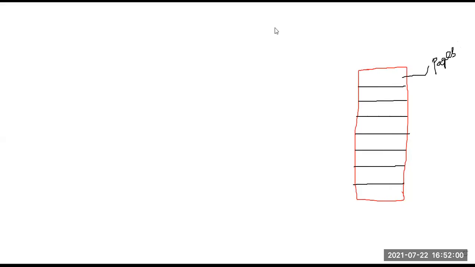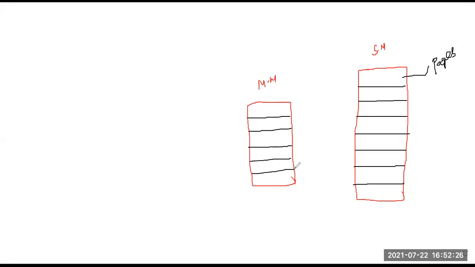Similarly, I have a primary memory whose size is less compared to the secondary memory. This is my secondary memory. This is my main memory. But the block size will be the same, and the number of partitions will be the same. And these blocks here are called frames. Both the size of the frames and the size of the pages are the same.